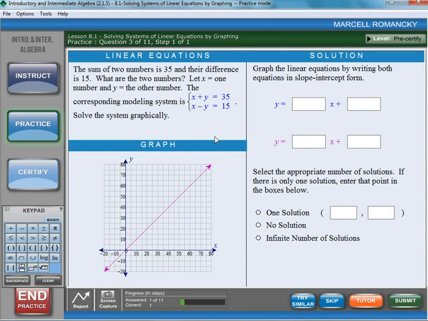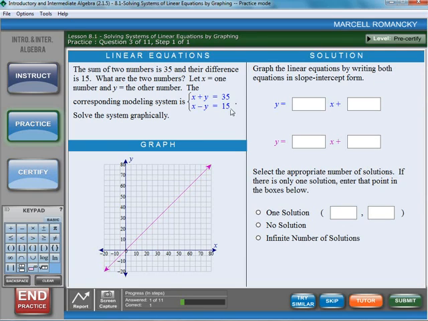So our next one that's up here is the sum. The sum of two numbers is 35, and their difference is 15. What are the two numbers? Let x equal one number and y equal the other. So they come down and they give us, of course, x plus y, or the first two numbers added together, gives you 35. Then their difference is 15.